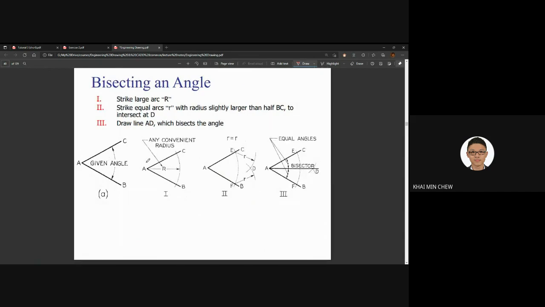Bisecting an angle is also fairly simple. It's roughly the same thing. From point A, you just strike an arc through any radius you like. Doesn't matter, as long as it's some reasonable radius. Then wherever the arc touches on those two lines, on that same point, you strike the same radius. Whatever radius you used here, you reuse that, and then you strike here. From here, you strike here, and then you've got your center. You draw a line straight across, and you've got your angle bisector.